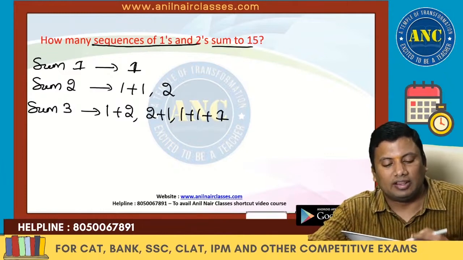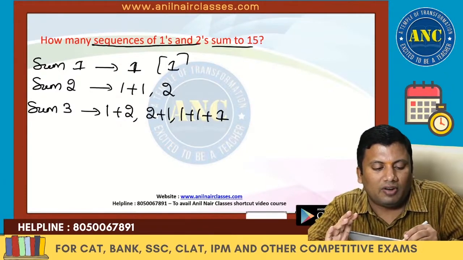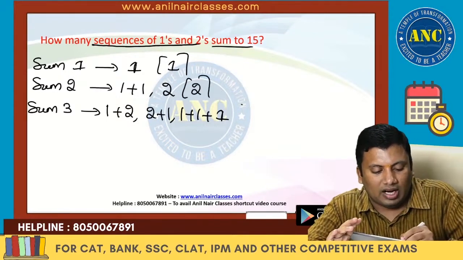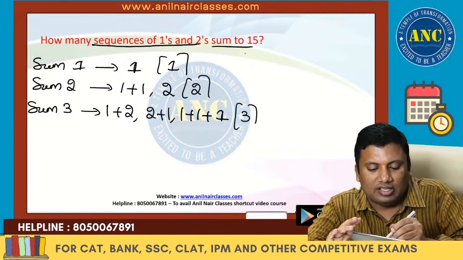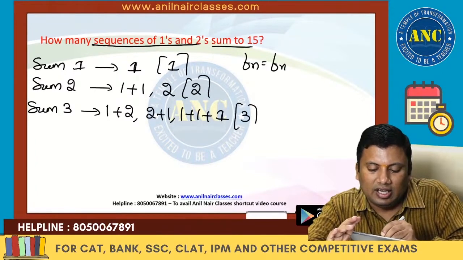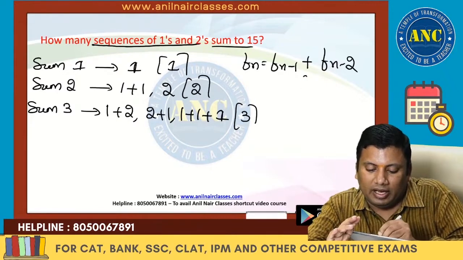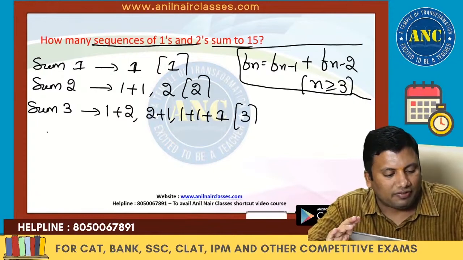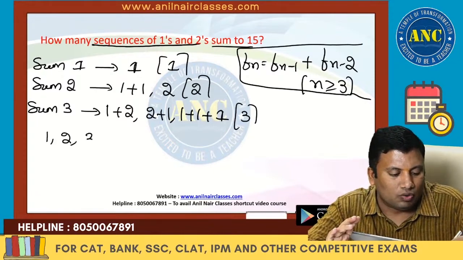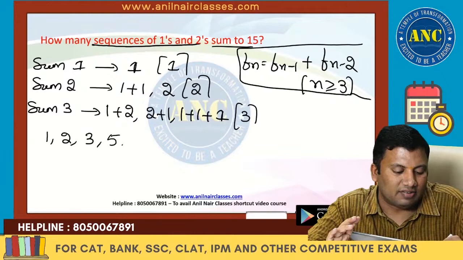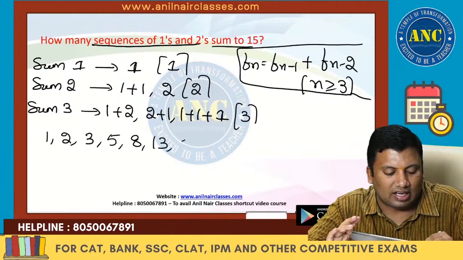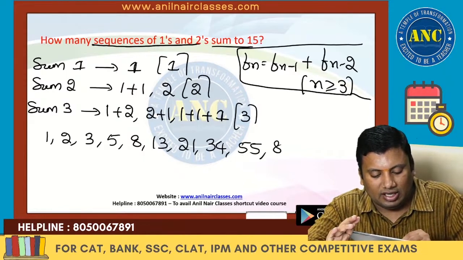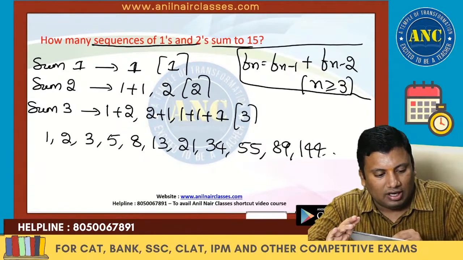Are you all with me? If you observe, there is only one way to get the sum 1, that is 1. There are 2 ways to get the sum 2. There are 3 ways to get the sum 3. This is nothing but a Fibonacci series: Fn equals Fn minus 1 plus Fn minus 2, for n greater than or equal to 3. So the first is 1, second is 2, next is 3, next 5, next 8, next 13, 21, 34, 55, 89, 144 and so on.